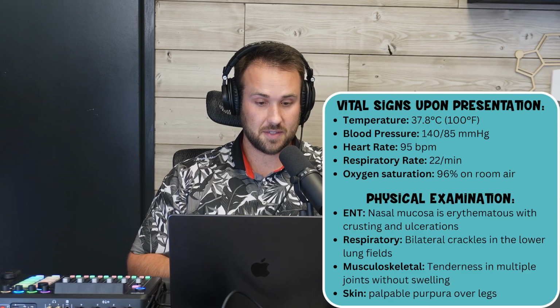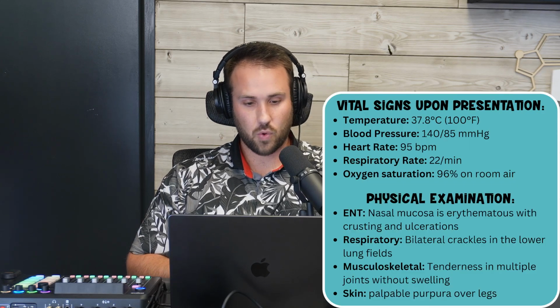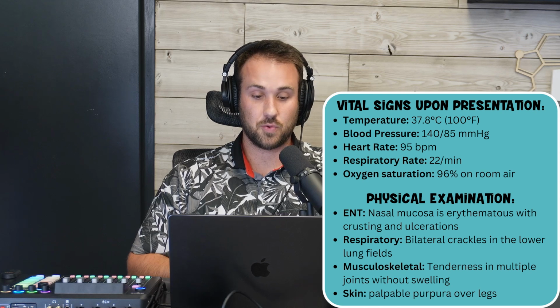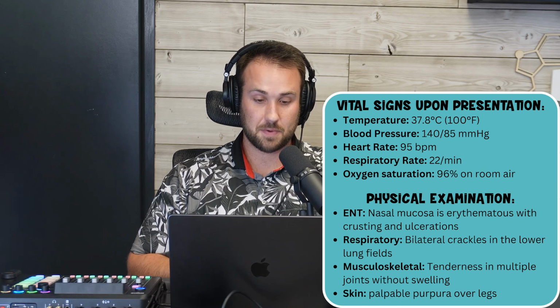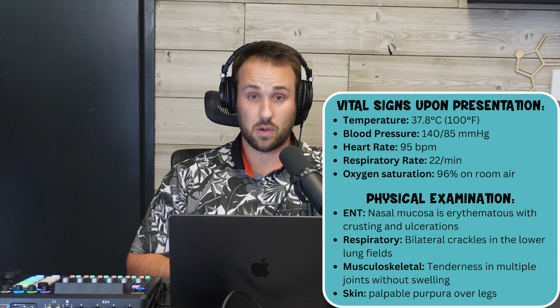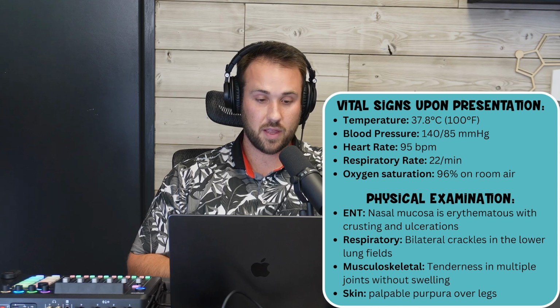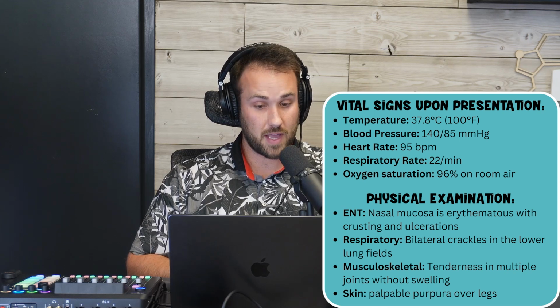Past medical history, recurrent sinusitis. Let's move into vitals. Temperature of 37.8 Celsius. So he does have a fever, or just about a fever at 100 degrees Fahrenheit. Blood pressure is 140/85. Heart rate is 95. Respiratory rate is 22. And SpO2 is 96% on room air. For his exam, ENT exam, nasal mucosa is erythematous with crusting and ulcerations. Respiratory, there's bilateral crackles in the lower lung fields. Musculoskeletal, tenderness in multiple joints without swelling, and skin, palpable purpura over the legs.